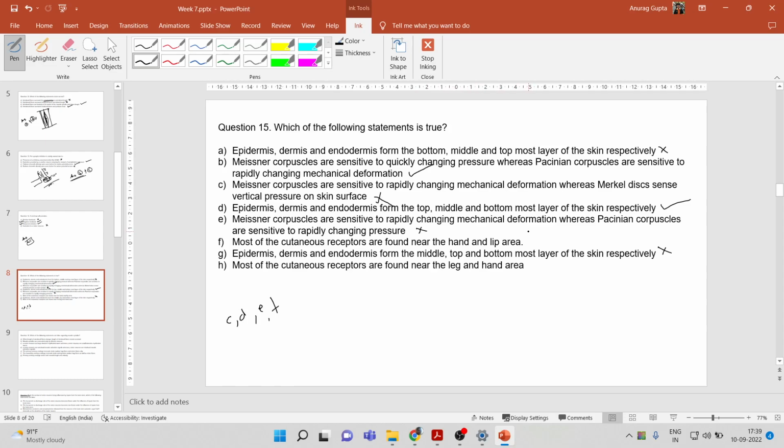Most of the cutaneous receptors are found near the hand and lip area. This is correct. And most of the cutaneous receptors are found near the leg and hand area. This is not correct. This is why we see that fingertips and lip area are very sensitive to touch. So that is one of the reasons, right? So the answer is B, D, and F.